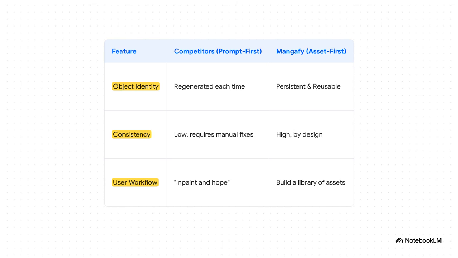And you can see how this creates a massive competitive advantage. With the old prompt-first way, objects have no real identity, so consistency is always going to be low. The user's workflow is just in-paint and hope for the best. But with the asset-first model, objects are persistent, consistency is high by design, and the creator is actually building a valuable library of their own assets as they work.